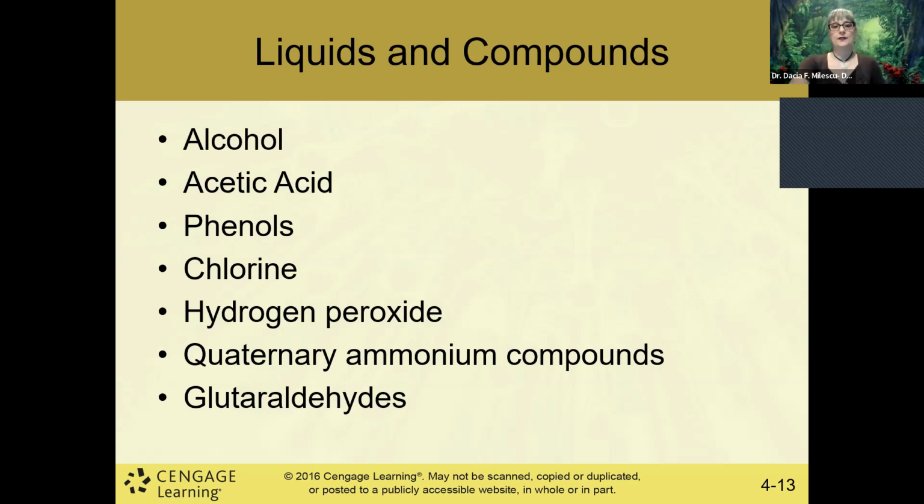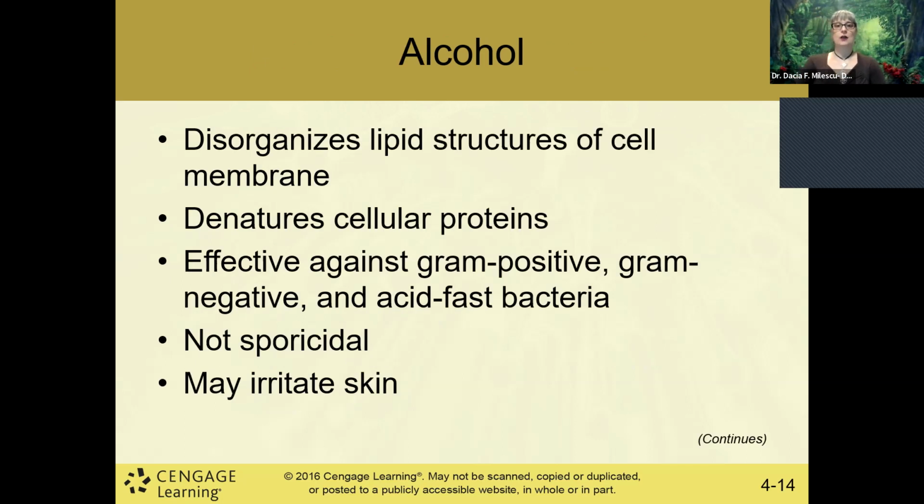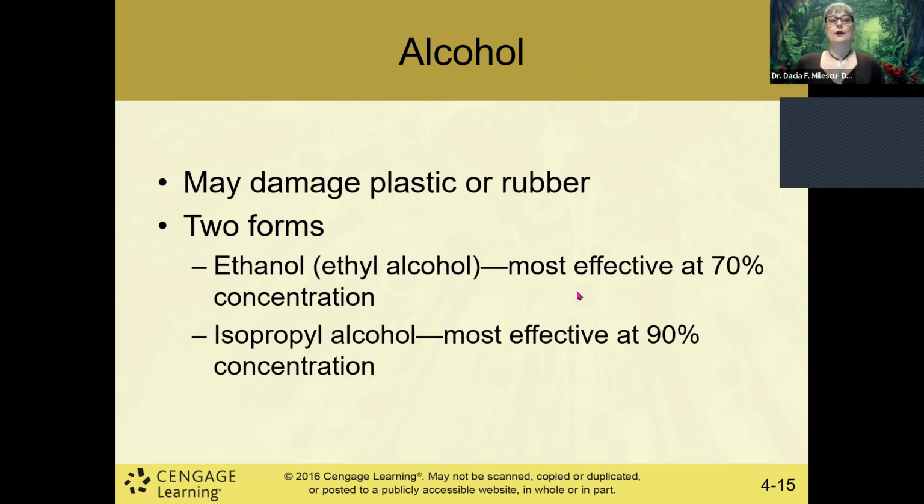Now let's go over these. Alcohol. Alcohol will disorganize the lipid structure of the cell membrane, so very good for gram-positive bacteria and gram-negative, as well as acid-fast bacteria, which we talked about in chapter 3. It denatures cellular proteins. Unfortunately, it's not sporicidal. It will not kill the spores, and it will irritate the skin. So that's alcohol. Now, it may damage plastic and rubber.